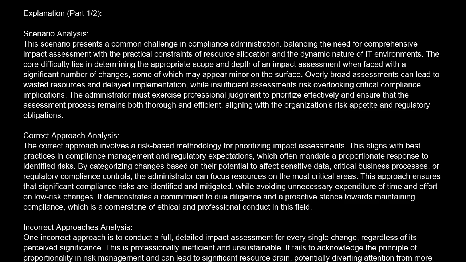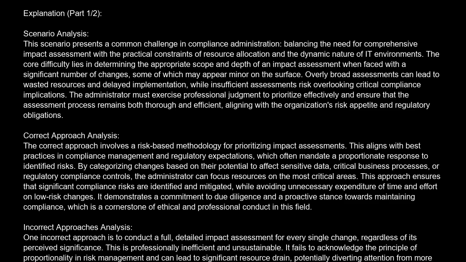This approach ensures that significant compliance risks are identified and mitigated, while avoiding unnecessary expenditure of time and effort on low-risk changes. It demonstrates a commitment to due diligence and a proactive stance towards maintaining compliance, which is a cornerstone of ethical and professional conduct in this field.